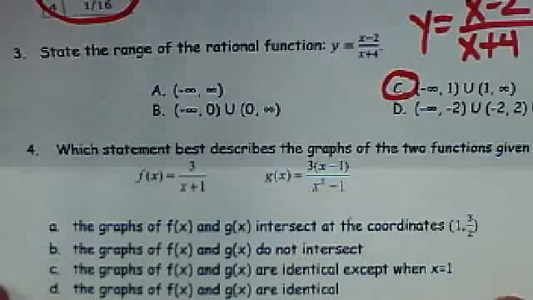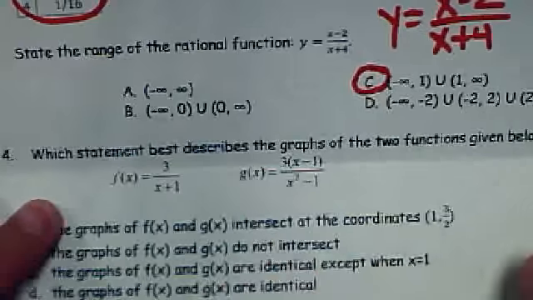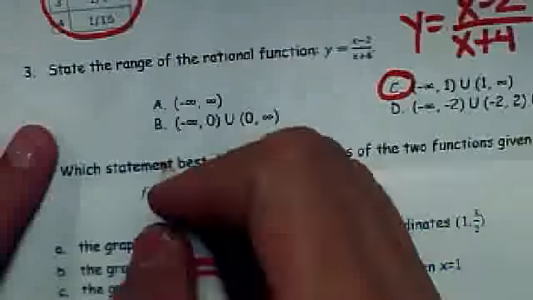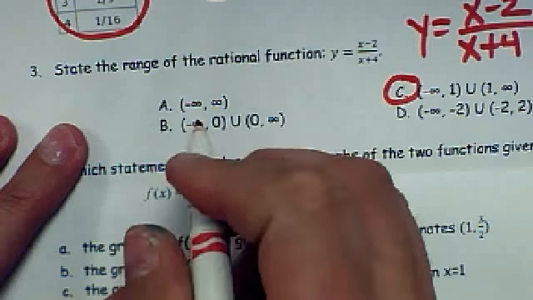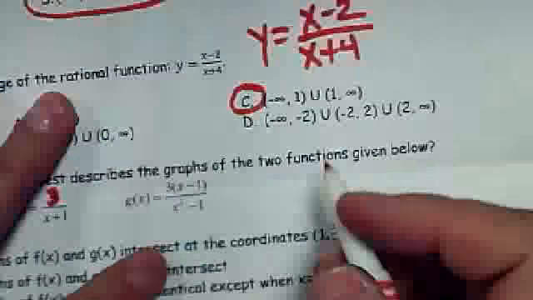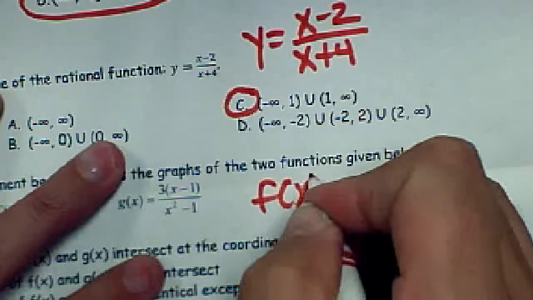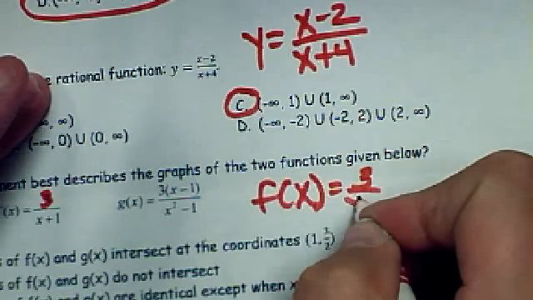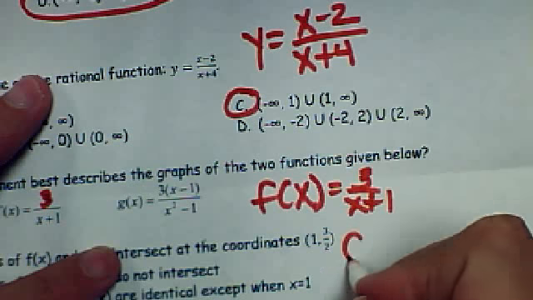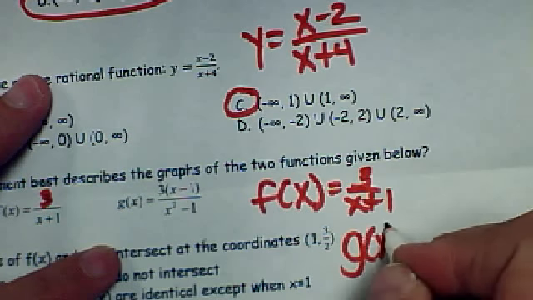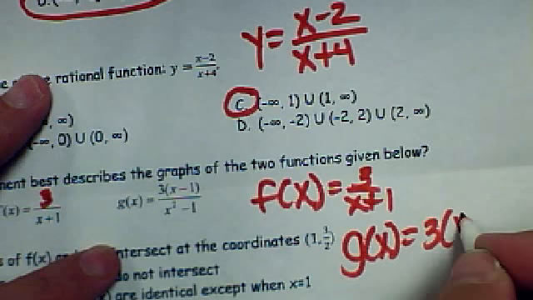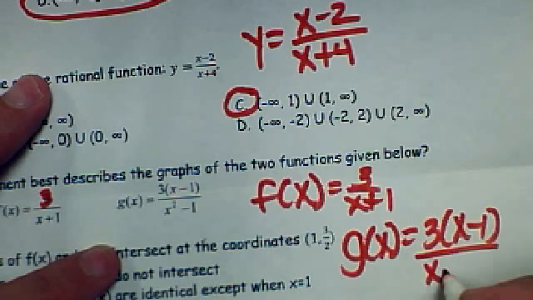So let's look at number 4. On number 4, the two functions were left off, so I'm going to rewrite them so you can see it a little bit better, hopefully. It's f of x equals 3 over x plus 1, and g of x equals 3, parentheses, x minus 1 over x squared minus 1.